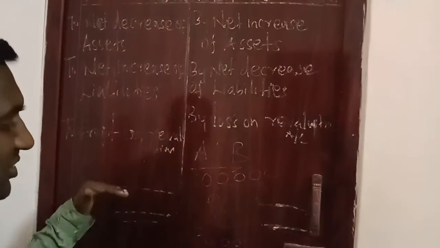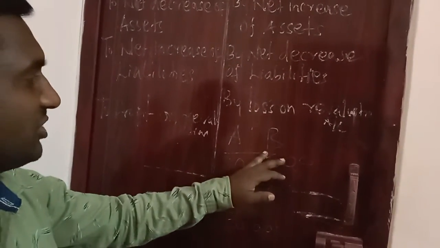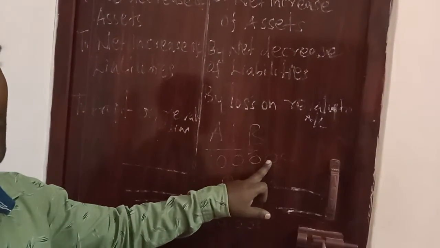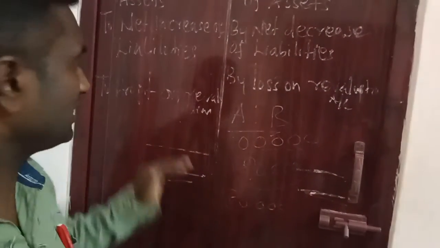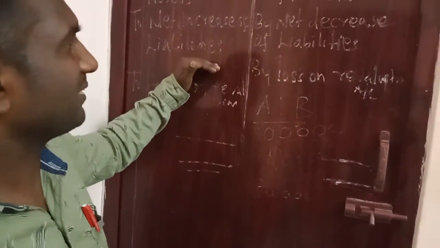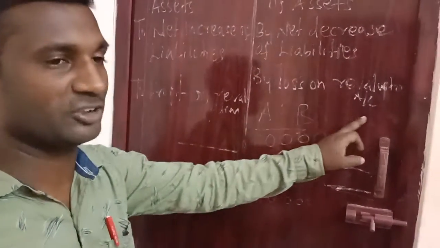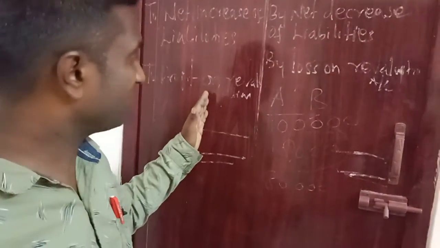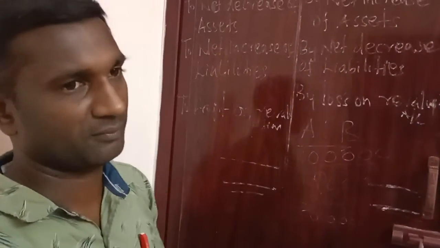Finally, if you balance the account, which side has the highest amount? Sometimes the credit side is more than the debit side, that is loss. If the debit side is more than the credit side, that is profit. This profit we have to divide according to the ratio. When the old partners A and B have a ratio of 3 to 2, we have to divide this profit according to that ratio. After this, the profit or loss must be transferred to the partners capital account.